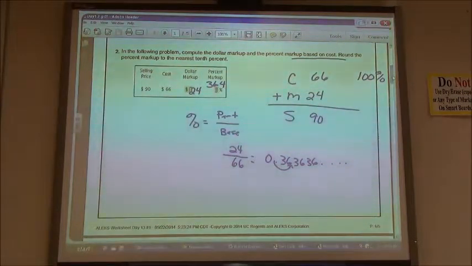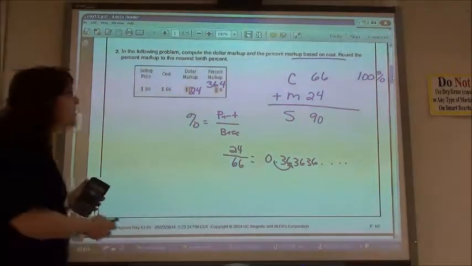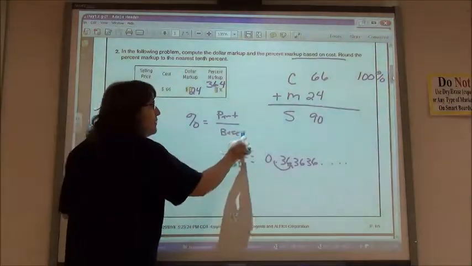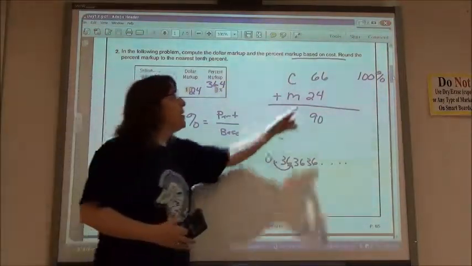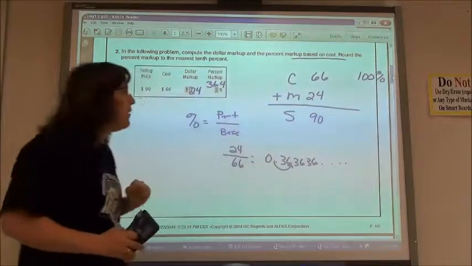So some will be based on the cost, some will be based on the selling price, so we may have different numbers on the bottom depending on which one of those values it's based on.